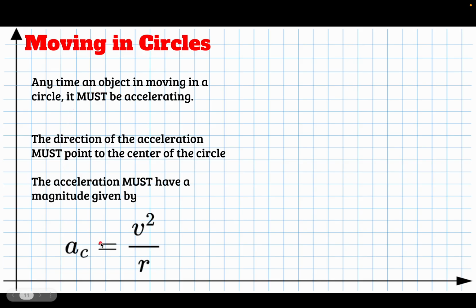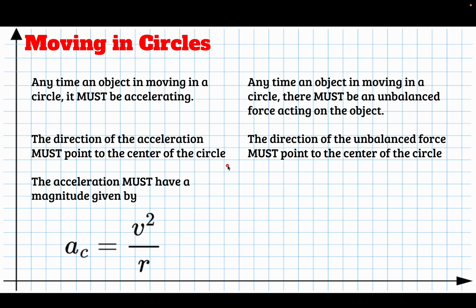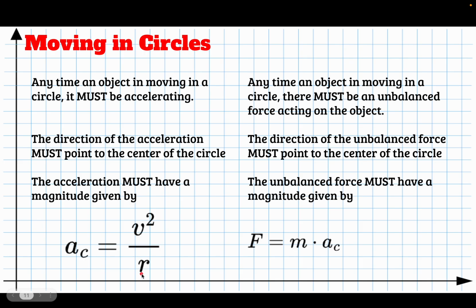Okay? If we think about forces, if an object is accelerating, there must be an unbalanced force on it. So if an object is moving in a circle and it's accelerating, then there must be an unbalanced force acting on it. The direction of the acceleration is pointing towards the center of the circle, so the direction of the unbalanced force must be pointing towards the center of the circle. And if the acceleration is v squared over r, then the force has got to equal m times the acceleration, which is m times v squared over r. And so this is how we find the force that is required to make an object move in a circle.